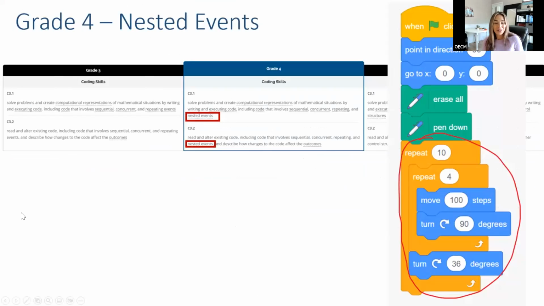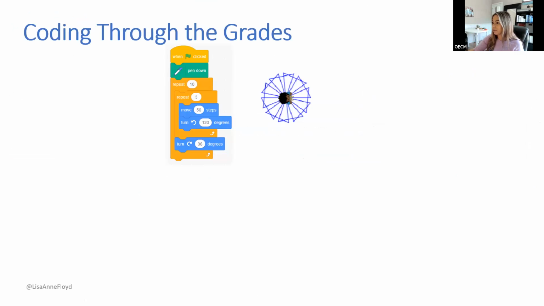Now we're moving into grade 4. In grade 4, my favorite way to teach nested events. Nested events are when we have some sort of event inside of another. That might be conditional statements, which we'll go over in a bit when we go to grade 5, inside of a repeat. In this case, we have a repeat inside of another repeat. So let's take a look at what that looks like.